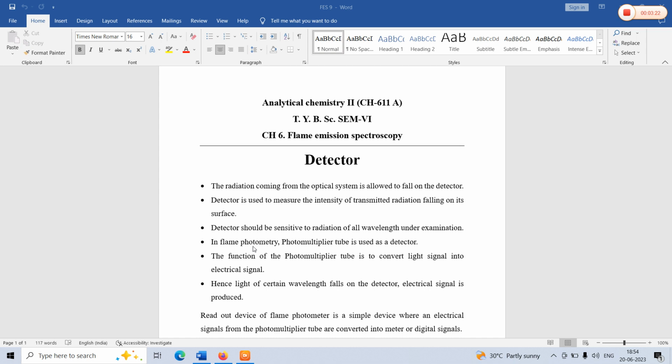The fourth point: in flame photometry, the most essential point is that a photomultiplier tube is used as a detector. Here the photomultiplier tube is the detector employed in flame photometry. We know that the photomultiplier tube is also used in UV visible spectroscopy, because it is essential in UV and visible light.